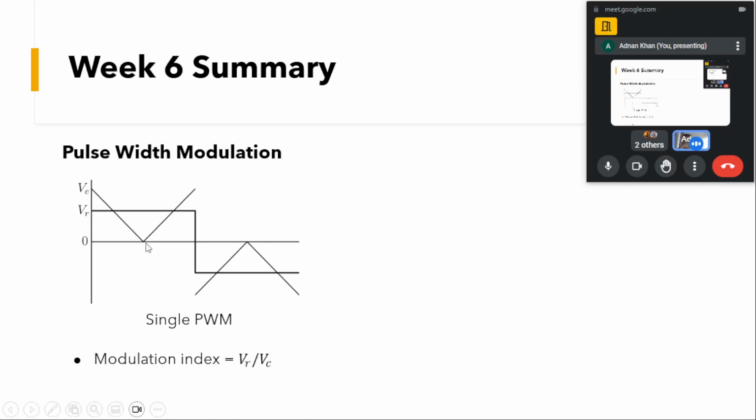And here we define a term, the modulation index, which is equal to the peak of this reference wave divided by the peak of this carrier wave. This is known as the modulation index. So this was for the single PWM.